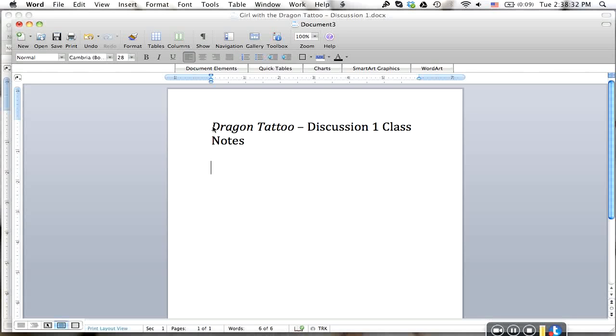Everyone figured out who they want? Who's going to do Salander? Raise your hand if your group is going to do Lisbeth Salander. Raise it high. Okay. Who's going to do Blomkvist? Okay, we're good then. Go ahead and just start working on it. Let's take about 5 minutes to do that, and then we'll talk about it as a class.